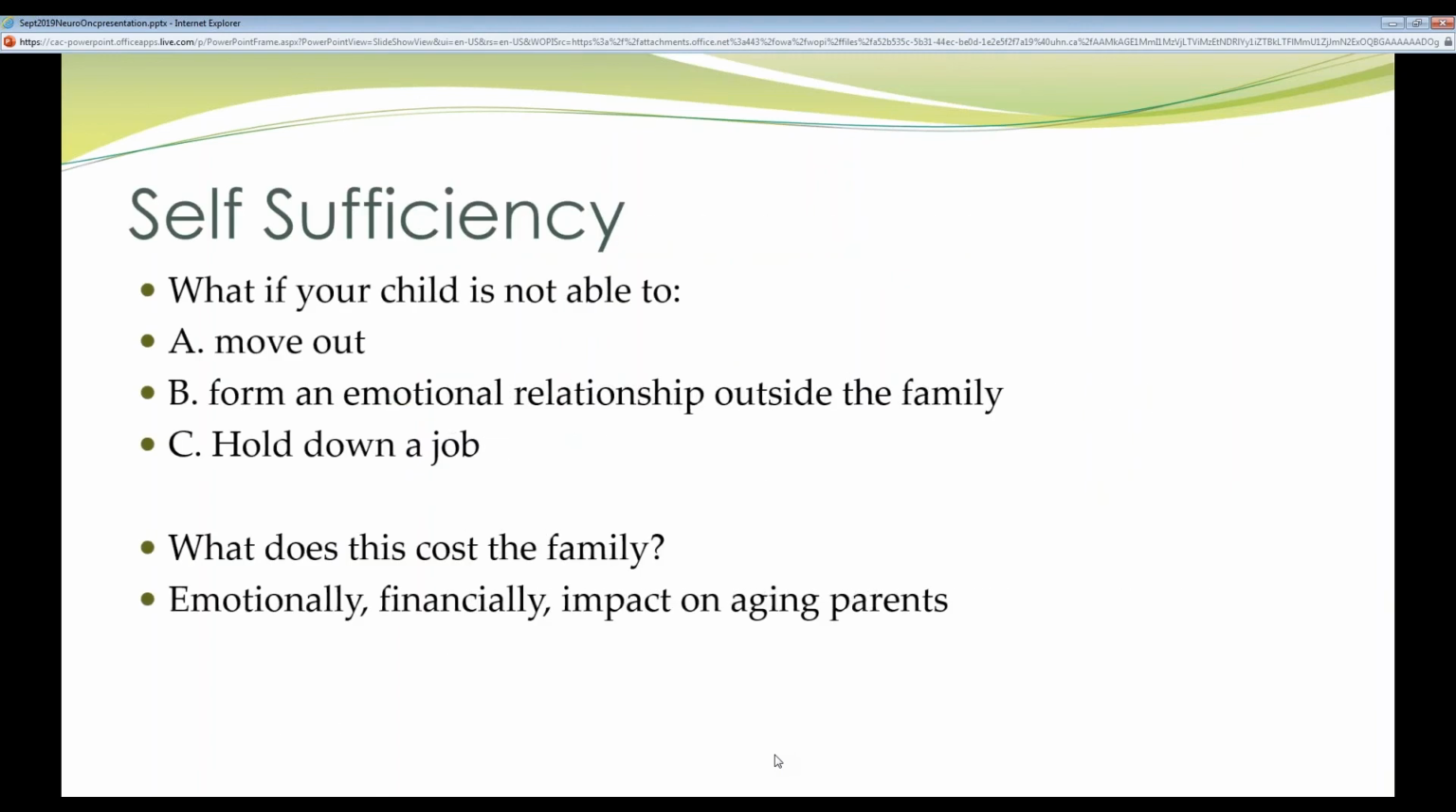And then what does that mean to the family? If in your mind you were thinking everyone would be transitioning out of the nest at age 18, at age 25, at age 30, and that's not happening, then that changes what happens to the family. Emotionally it impacts, financially it impacts, and then parents get older. As much as we don't want to, we get older.